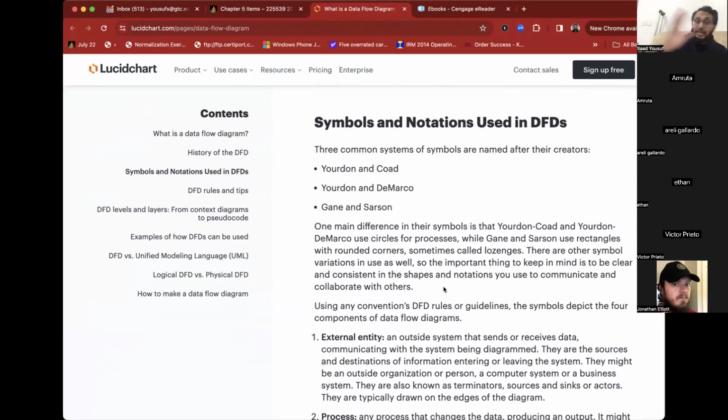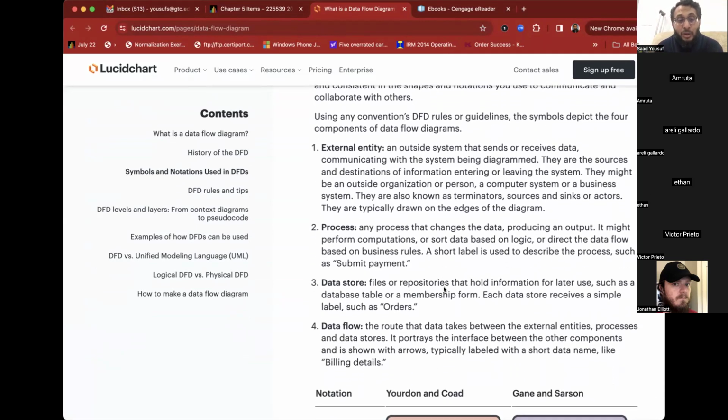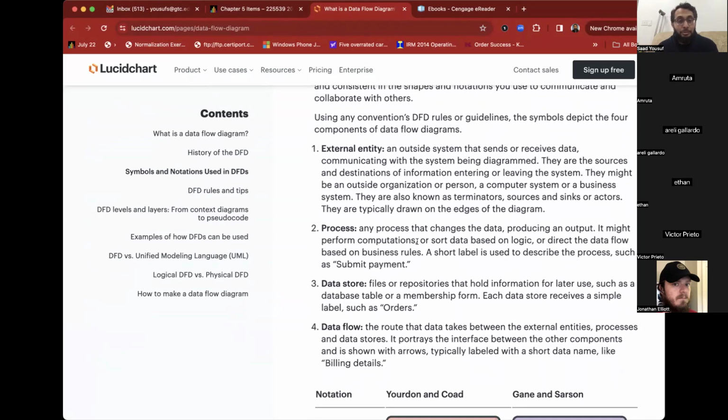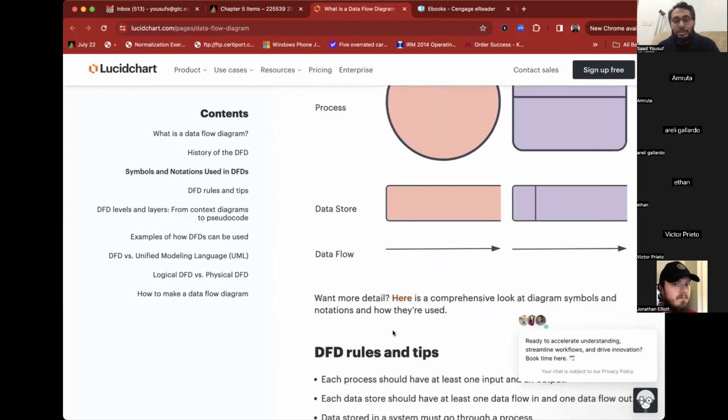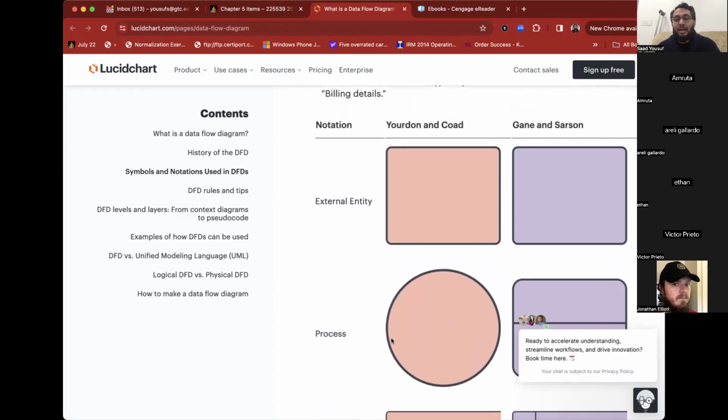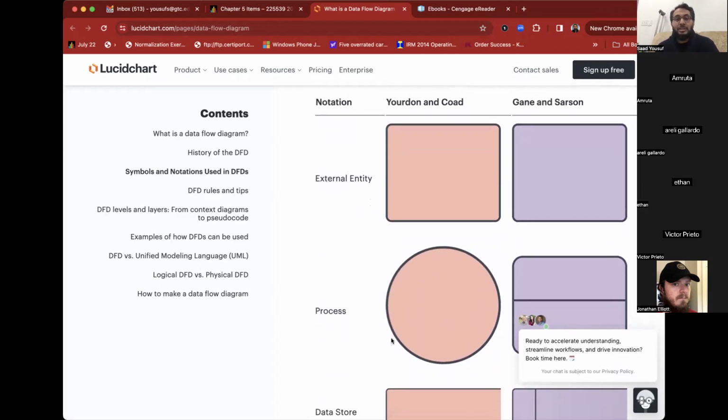You have Yourdon and Coad, that's one kind of symbols. You have Yourdon and DeMarco, that's another kind of symbols. And Gane and Sarson is another kind of symbols. Okay. But in all three of them, you will have the same thing: external entity, process, data store, and data flow. Exactly the same stuff, okay? How do these symbols differ from each other? Not really. They don't, other than some basic stuff.